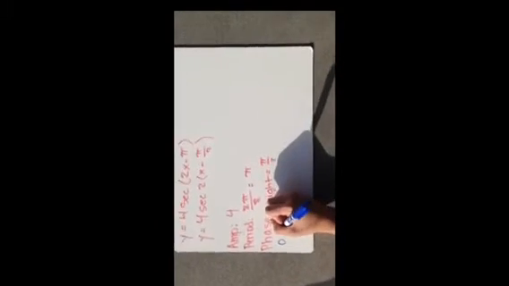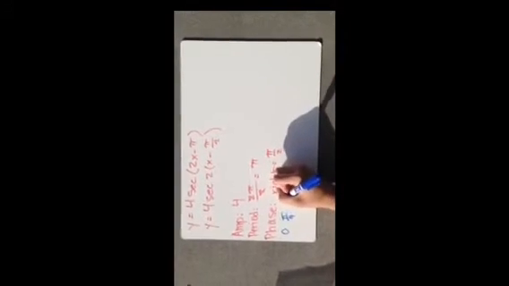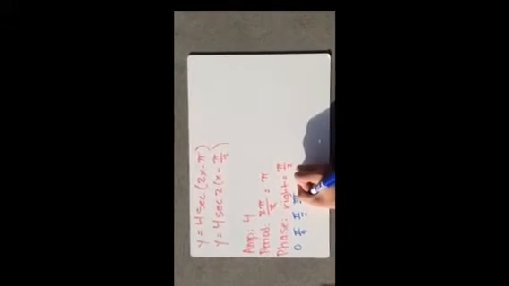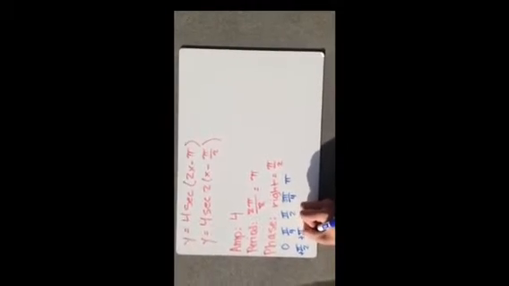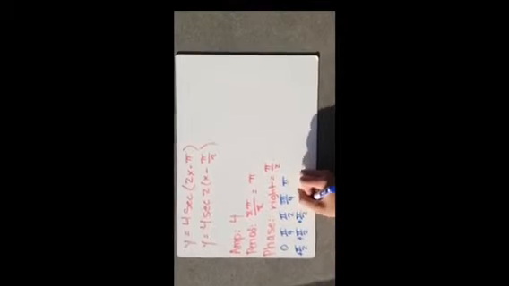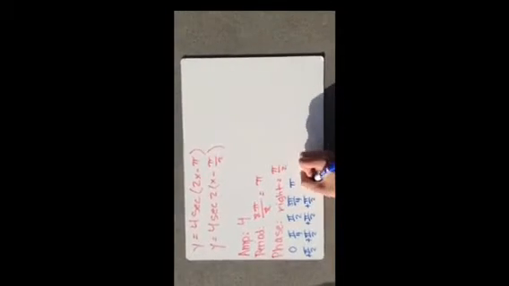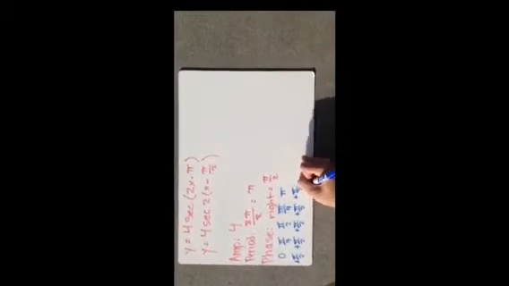Alright, ready? So our normal points are 0, pi over 4, pi over 2, 3 pi over 4, and pi, and then we're going to add pi over 2 to all of those. So then we're ready to graph.